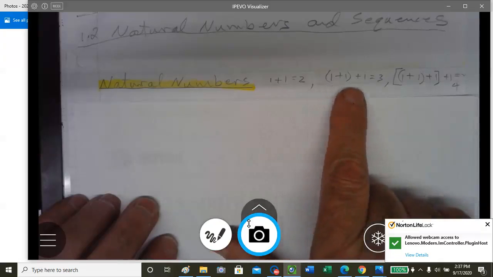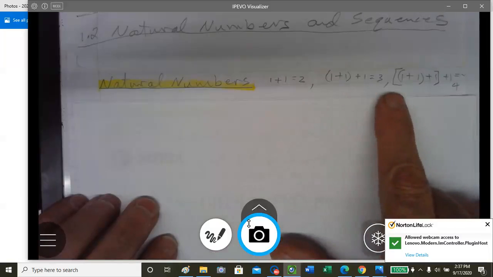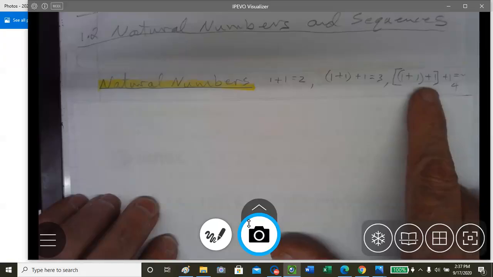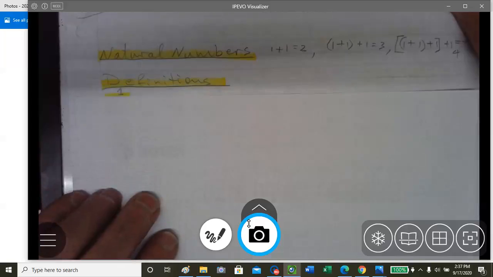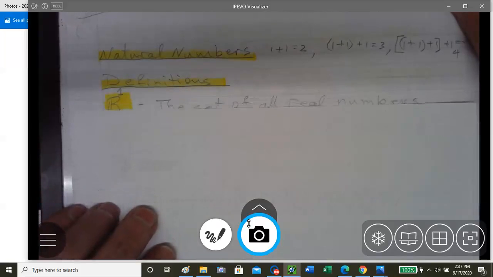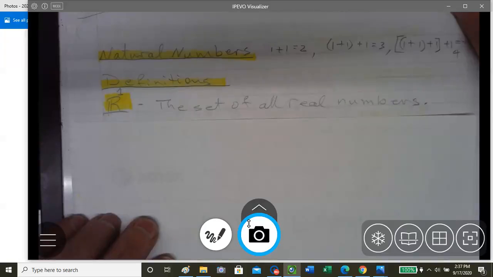One is 2, plus 1 more is 3, and then 1 plus 1 plus 1 is 3, plus 1 more is 4, and so on. So natural numbers are known as counting numbers.